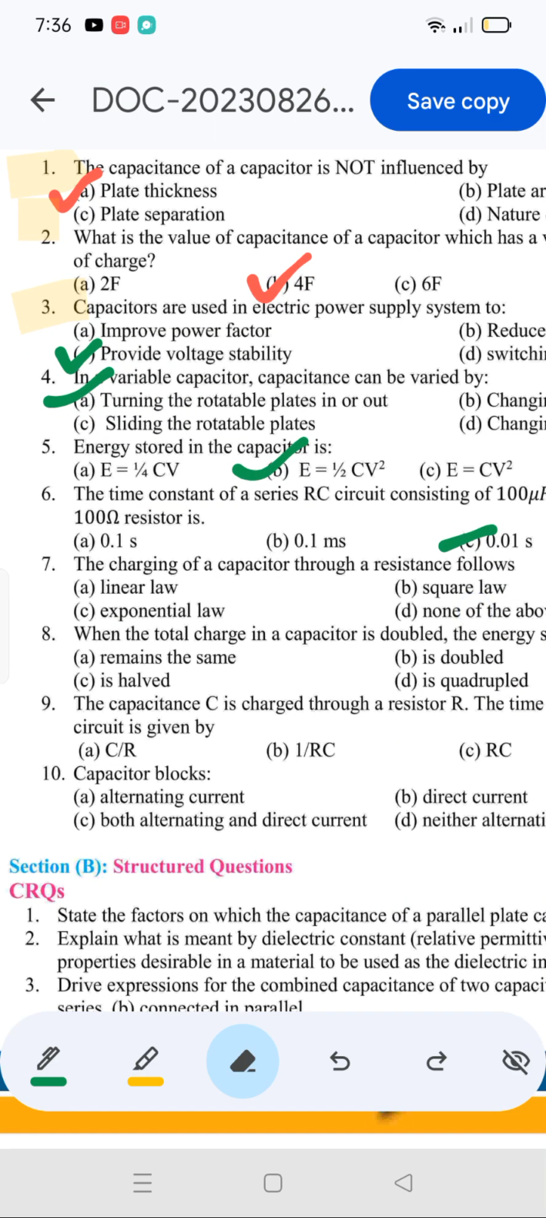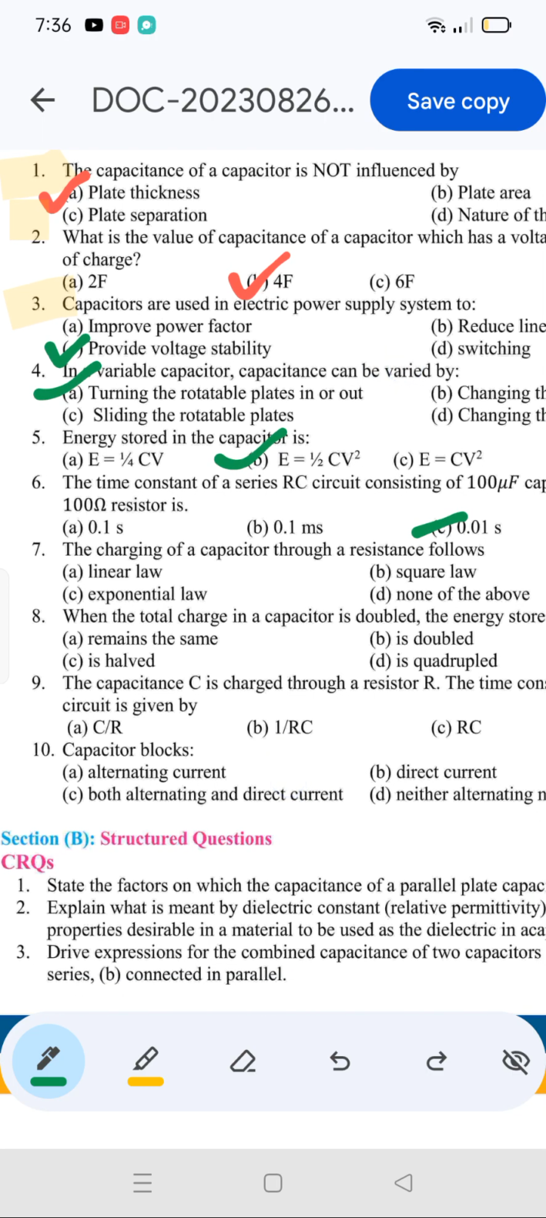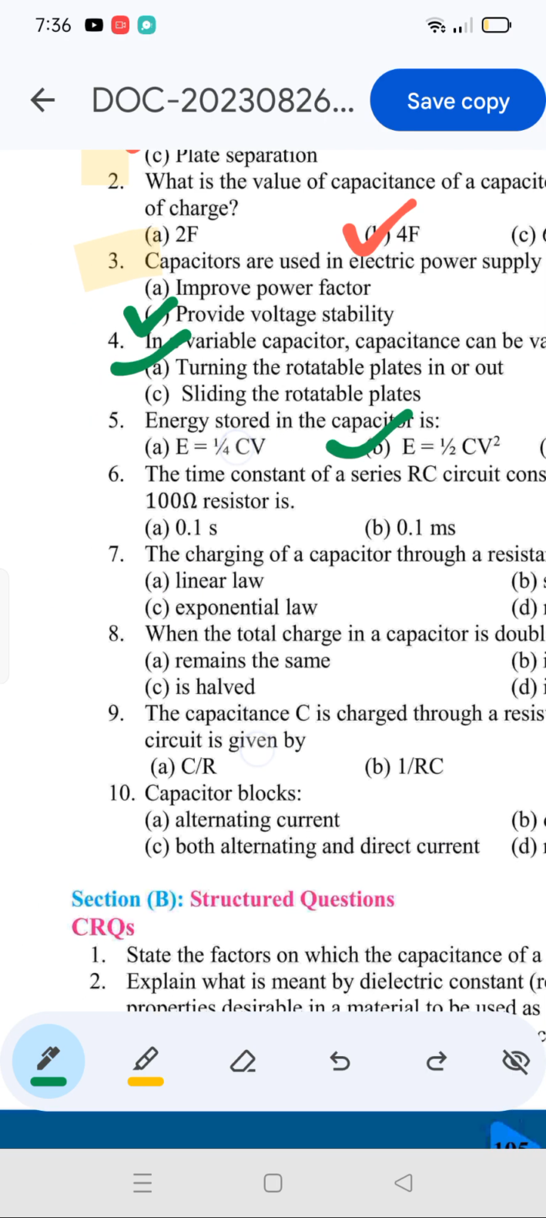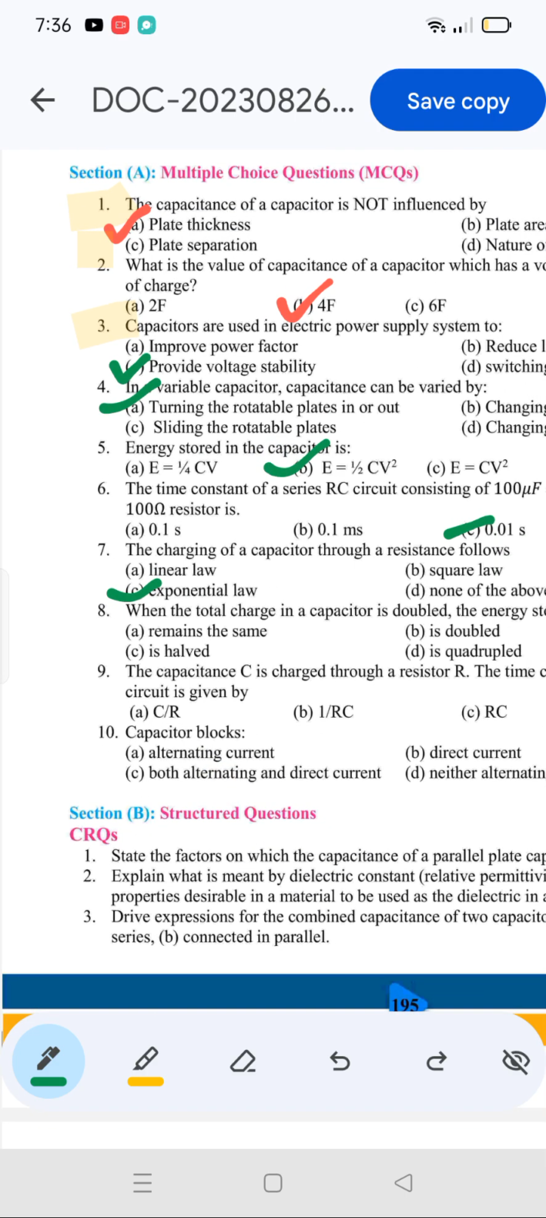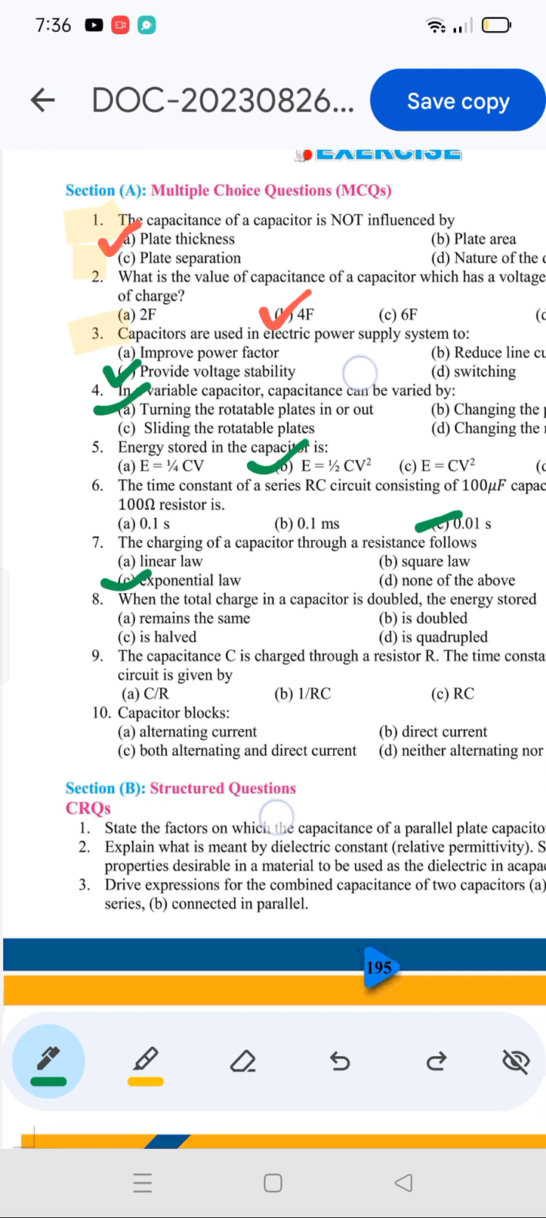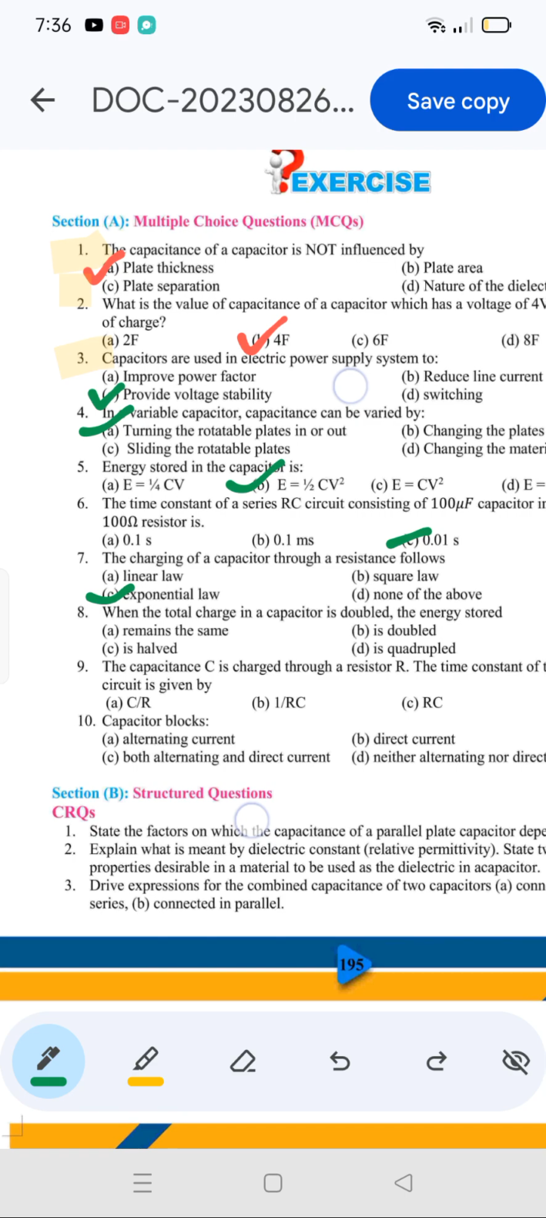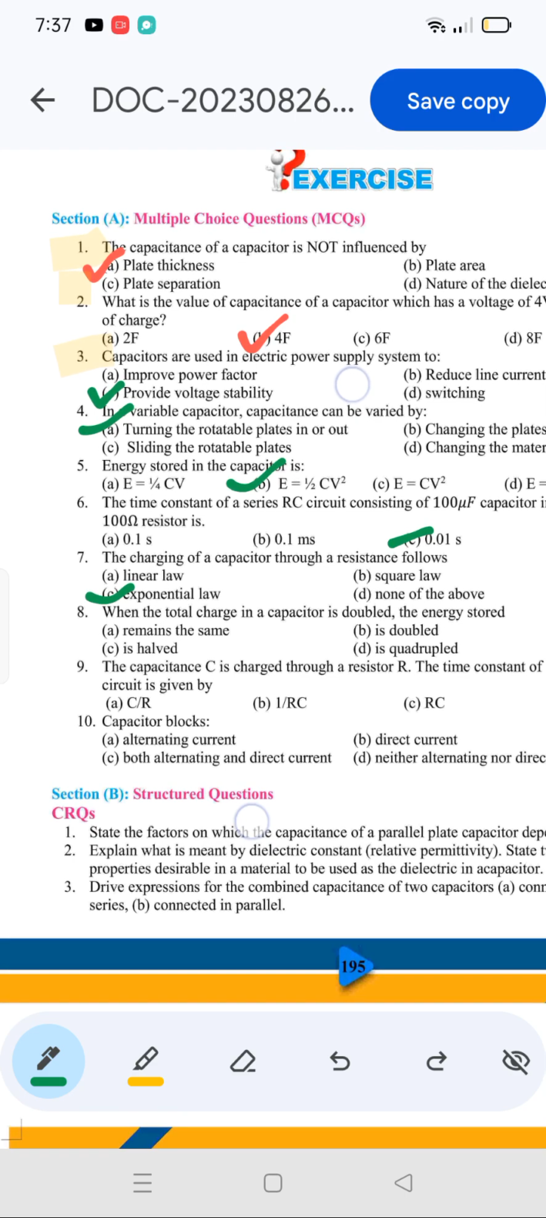Okay, let's discuss the 7th MCQ. The charging of a capacitor through a resistance follows an exponential law. Very easy. Again, the 8th one: when the total charge in a capacitor is doubled, the energy stored.